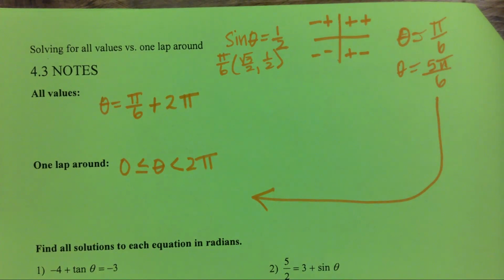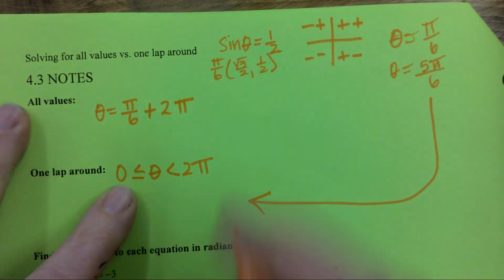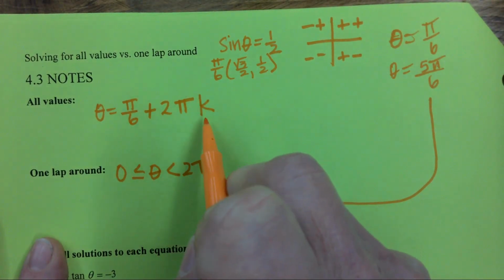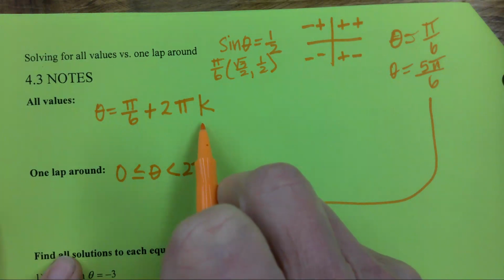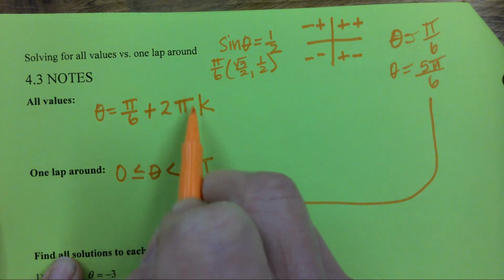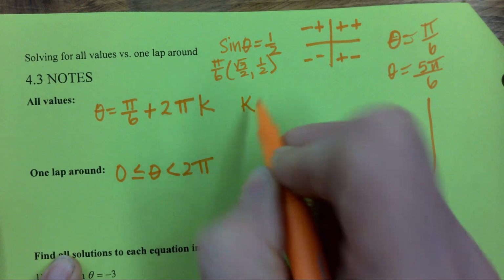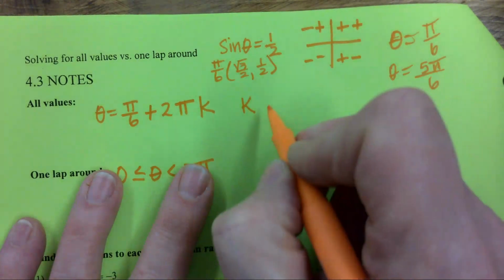But I can't just add 2 pi once, because, again, these are circular functions. This answer can repeat and repeat. And so I'm going to add 2 pi repeatedly. And so I just use a variable. You can use n just as well. I always use k. So I'm adding 2 pi k times. Well, what is k? K is 1 time or 2 times or 3 times or 4 times, or it's backwards 1 time or backwards 2 times, and those numbers are all integers.